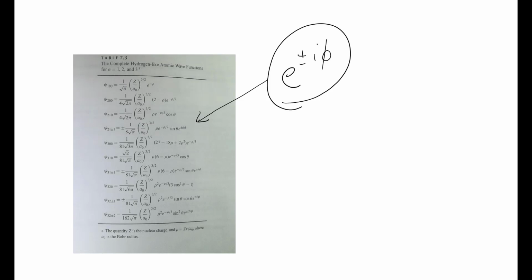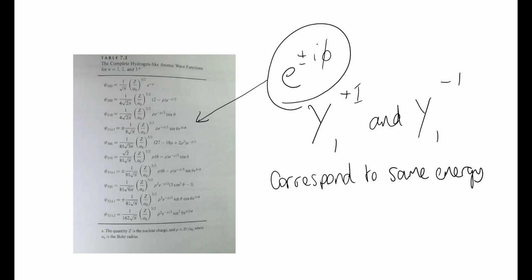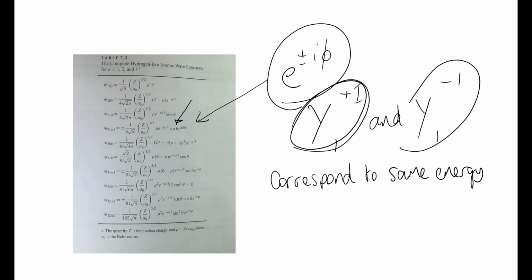But if we remember that the energy is only a function of n and l, so for example Y sub 1, plus 1 and Y sub 1, minus 1, these two correspond to the same energy in the solution to the Schrödinger equation. In both cases the theta term is the same, and in both cases the radial function is the same. So what we can say, if we go back to earlier chapters, is that any linear combination of these two functions is going to be an energy eigenfunction.